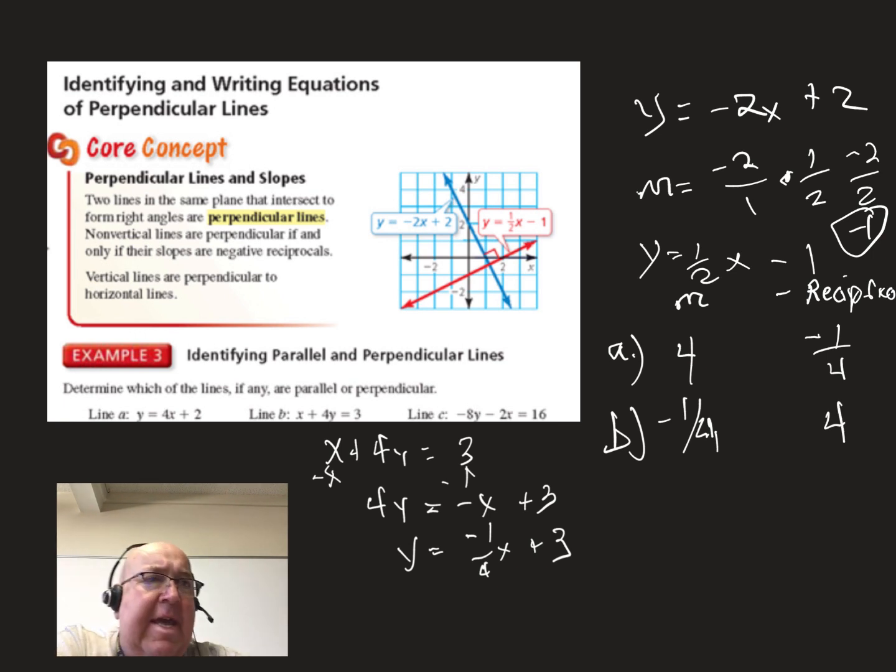So lines A and B, because the slope and the negative reciprocal are the same, are going to be a perpendicular pair of lines.